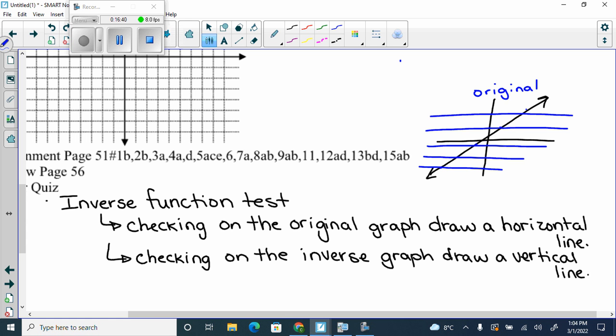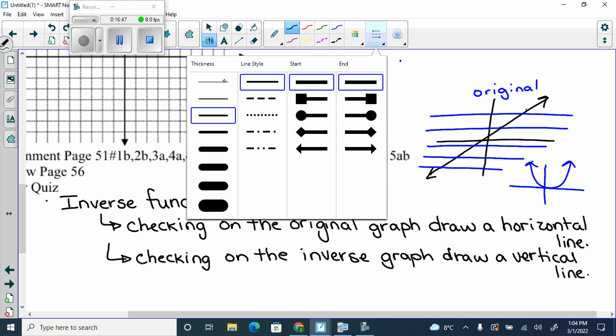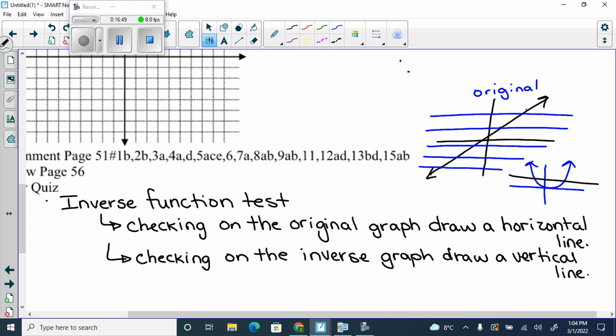So like this passes. If I draw a parabola, say that's the original now, and I draw horizontal lines on it, does it pass? No. It crosses more than once on each line. So it doesn't pass it, so the inverse wouldn't be a function.